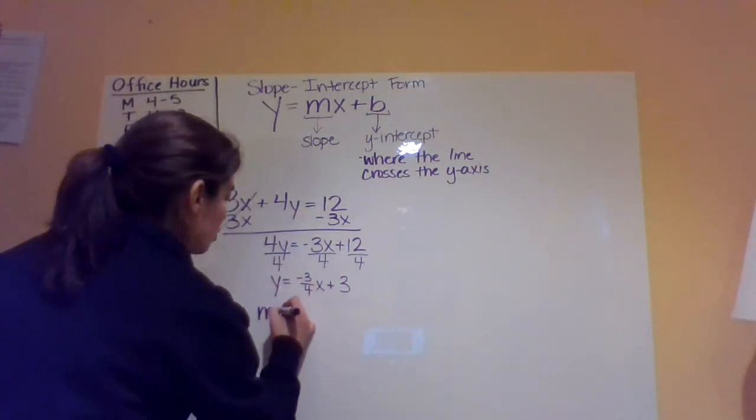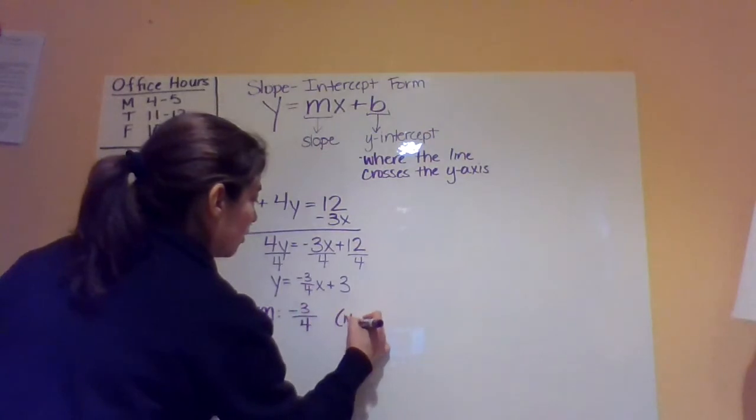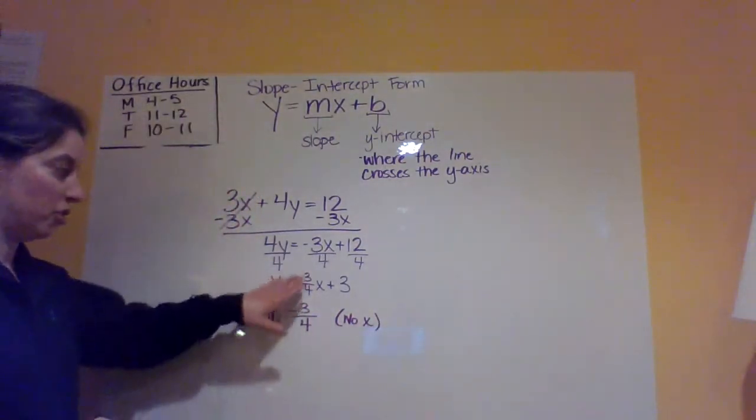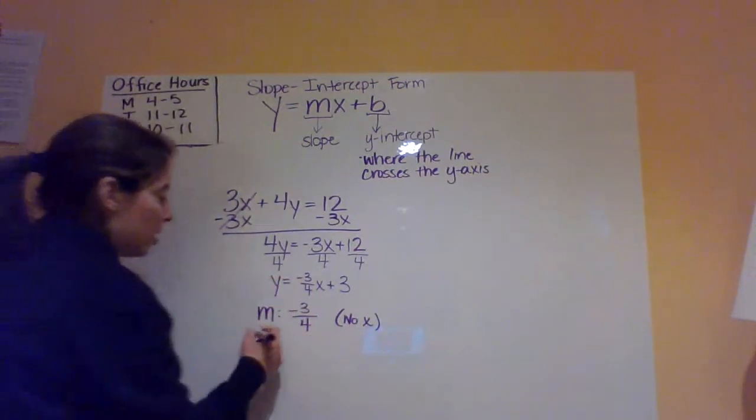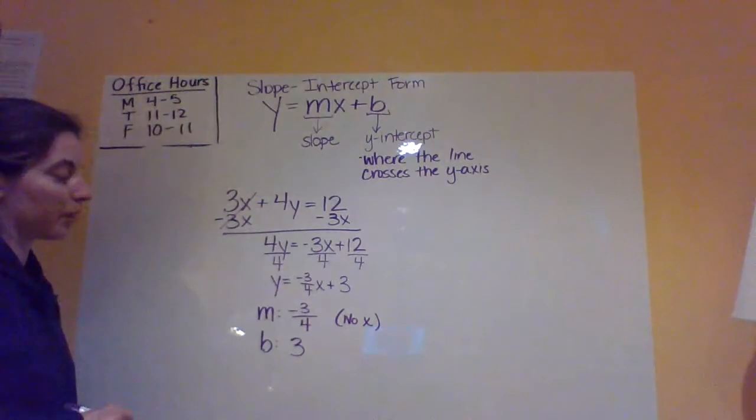So now I can just read off my slope is negative 3/4. Right? No x in there. It's not negative 3/4 x. Just the number part is my slope. My y-intercept, which we call b, is 3.